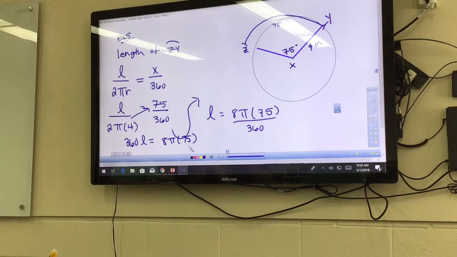Okay, so what's 8 pi times 75? 1,884.9555. Okay, give it to me in terms of pi. Just really, we're looking for 8 times 75. And what is that? 600. So 600 pi over 360. If I wanted that to be exact, that would mean you would leave pi in your answer, right? Okay, and then you would reduce 600 over 360.